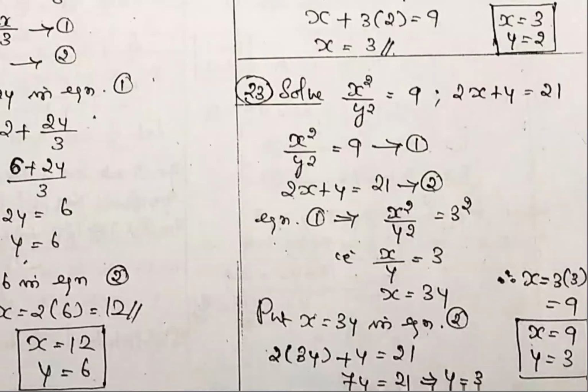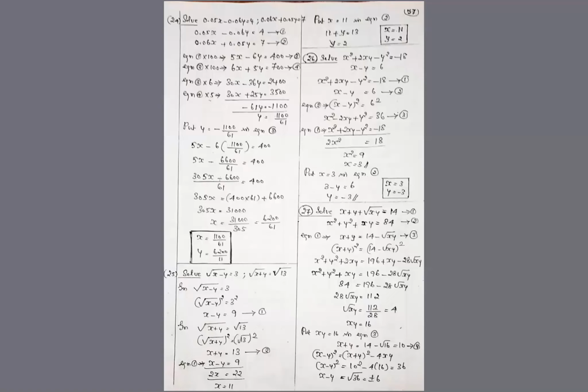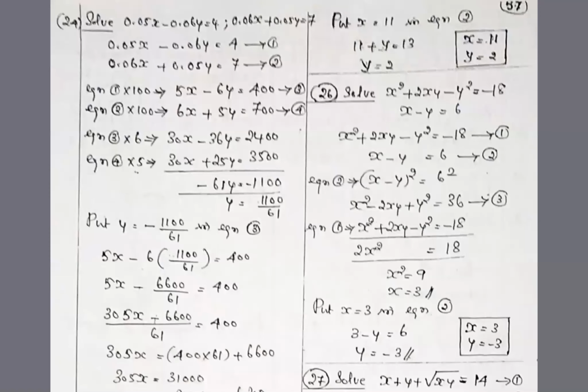So only the easy chapter, then only you get into the idea. Problem 24 is a normal equation; only decimal numbers are given, but it is a normal equation. If you don't want decimals, multiply with 100. Normal equation: x value, some y value, constant value.